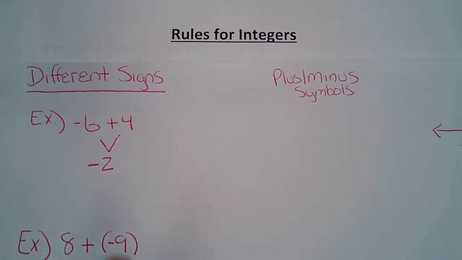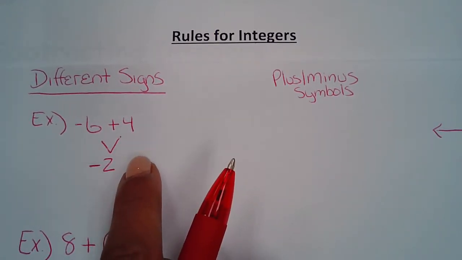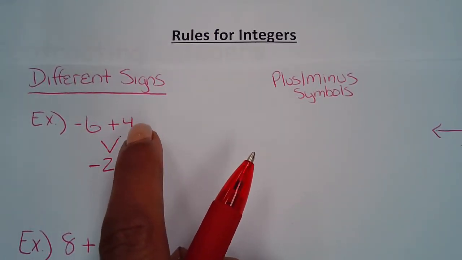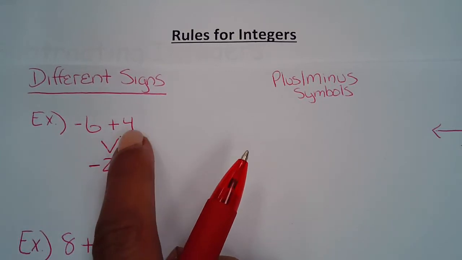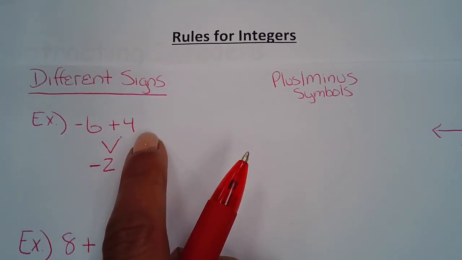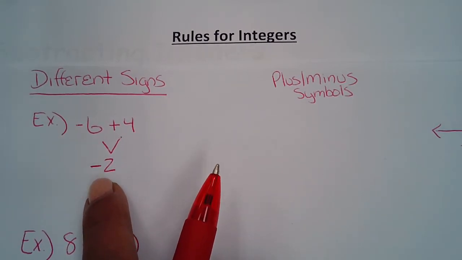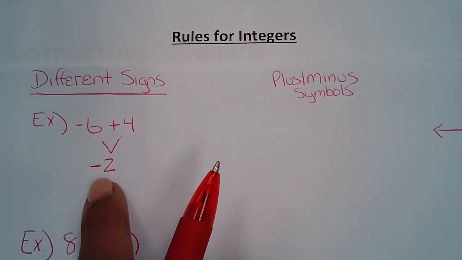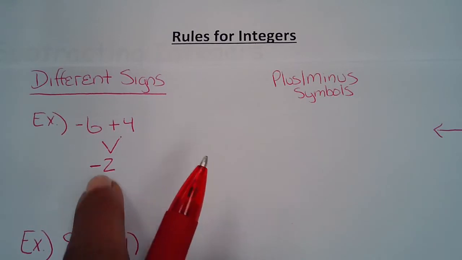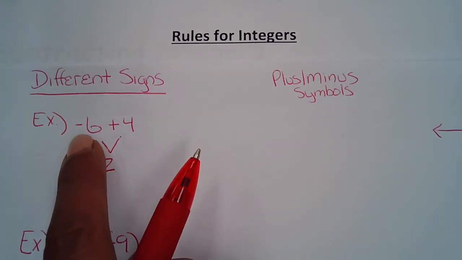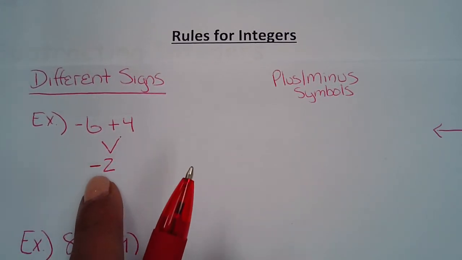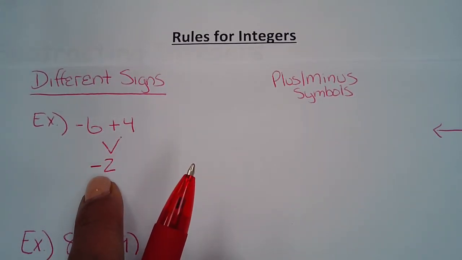All right, so again, we just applied the rule. Adding integers with different signs, subtract the absolute value of your numbers. So we did 6 minus 4, which gave us 2. And then my answer must take on the sign of the larger number. So since 6 was the larger and it has a negative attached, our answer also has a negative.